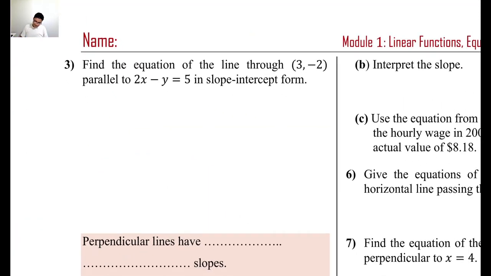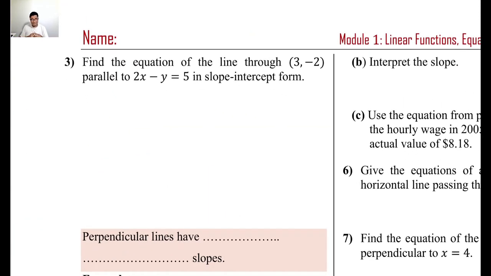Moving on, let's do a problem. Find the equation of the line through that point parallel to that line in slope-intercept form. Okay. Using the idea that we just discussed, but it also tells you in what form you have to write. Read the question carefully. Contemplate. Now when you are ready, I will discuss the solution. Okay. It is going through that point.